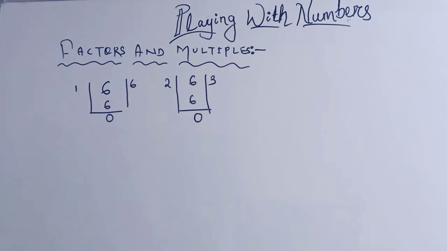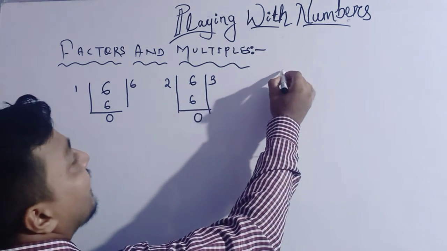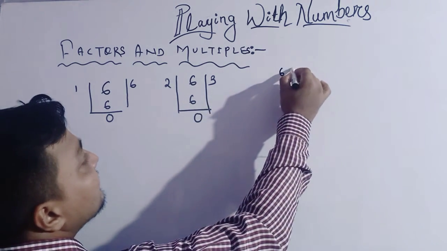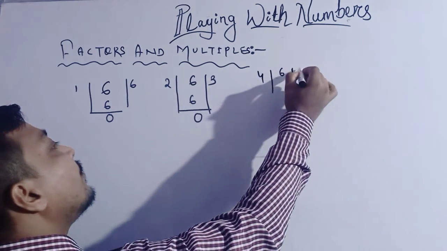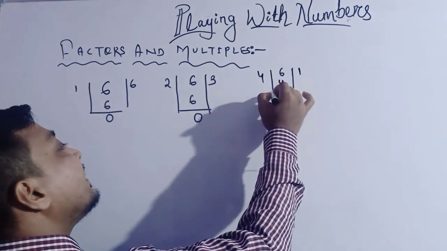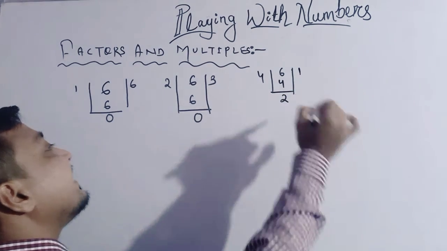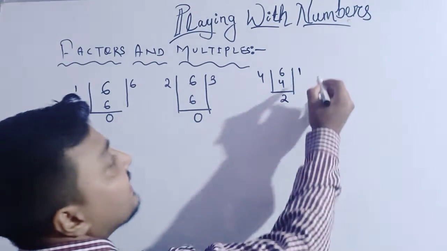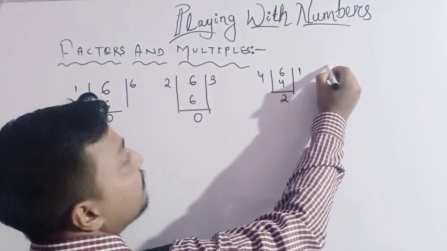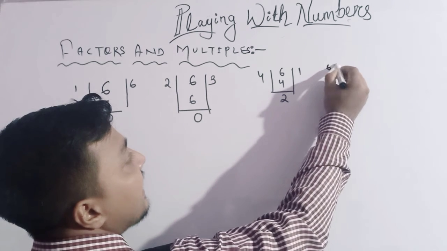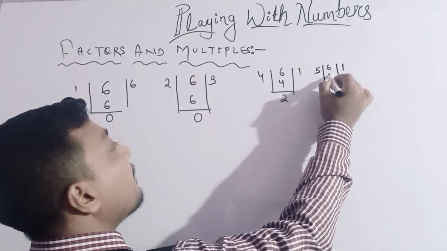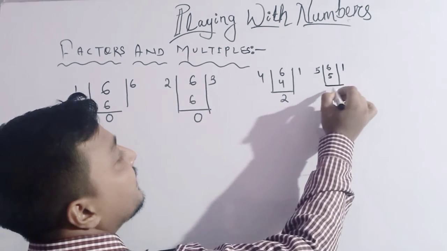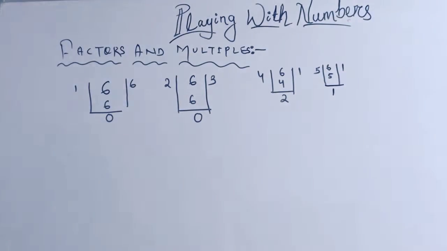Understood or not understood? Here is another number I am showing. Suppose here it is 6 and I am dividing 6 by 4. 4 ones are 4. Here the remainder I am getting is 2. And here is another number I am showing. Suppose here it is 6, and I am dividing by 5. 5 ones are 5. Here the remainder we are getting is 1.